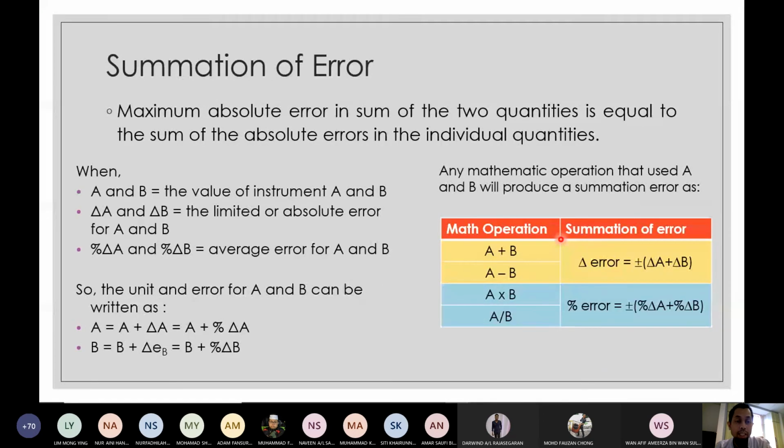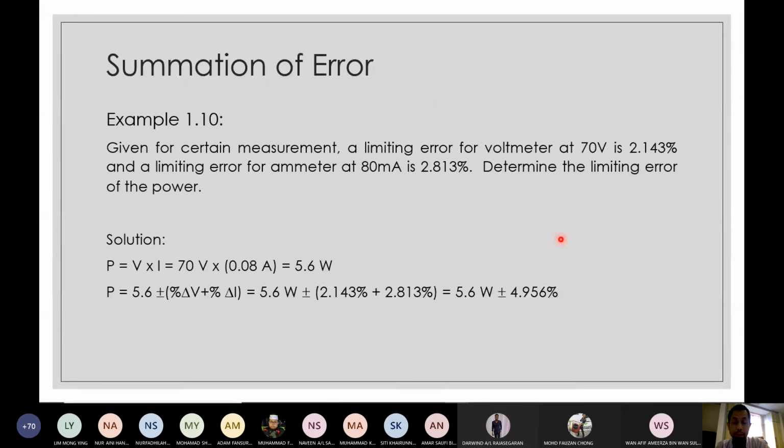Okay, the final part is the summation of error. This will be the final part for today's lecture. So summation of error: the maximum absolute error is the sum of the two quantities, and equal to the sum of the absolute errors. So what does this mean? You don't need to memorize, you just need to understand how to use. So let's dive straight into the example.